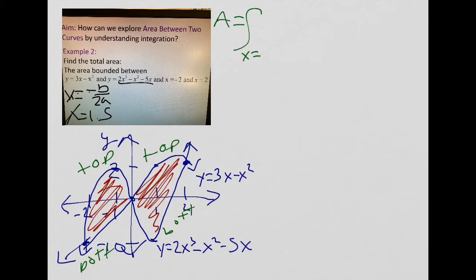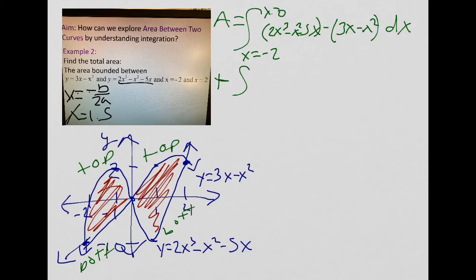So from x equals -2 to x equals 0, our top function was 2x cubed minus x squared minus 5x, and our bottom function was our parabola, 3x minus x squared. So we have to write dx here and add it with another integral because we have to continue from when x is 0. Sorry about that equal sign. It's a funky equal sign. So from x equals 0 to x equals 2, now our top function is where our parabola continued, okay, past our vertex when x was 1.5. I don't know if you can tell, I tried.